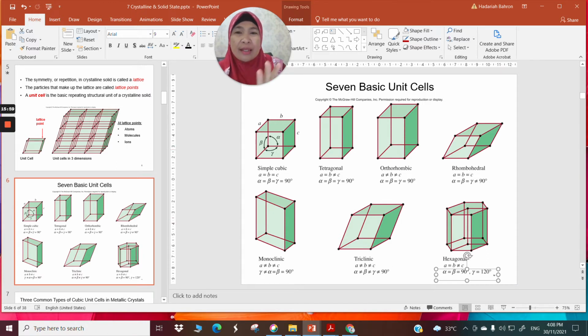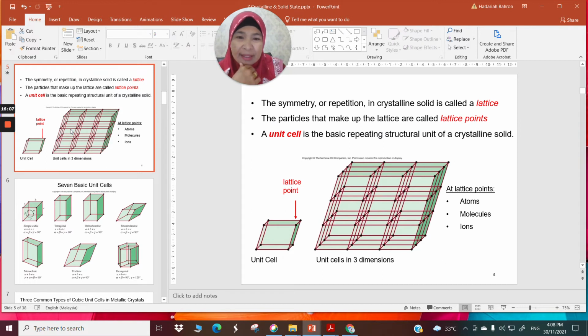So when you are stacking any one of these basic unit cells up in a regular pattern like this, you get a whole lattice. The whole lattice is like the whole structure. And then you're going to get lattice points and so on and so forth.